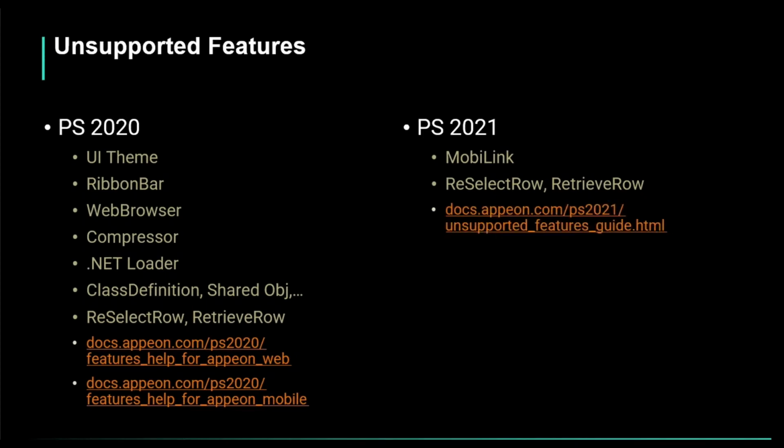And you can have a look at the unsupported feature guide for PowerServer 2021 at this link, which is definitely a shorter list than PowerServer 2020. So read it in order to understand the list of unsupported features that can be detected by the deployment tool and provides possible workaround.